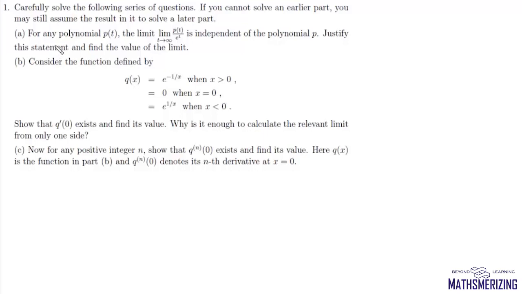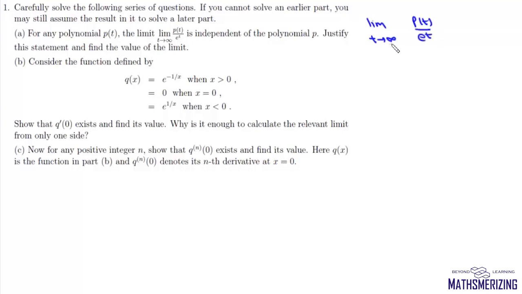Now question number 1 is, for any polynomial p(t), the limit as t tends to infinity of p(t) upon e to the power t is independent of polynomial p. Justify the statement and find the value of this limit. So we have this limit, which is limit t tends to infinite p as a function of t upon e to the power t.